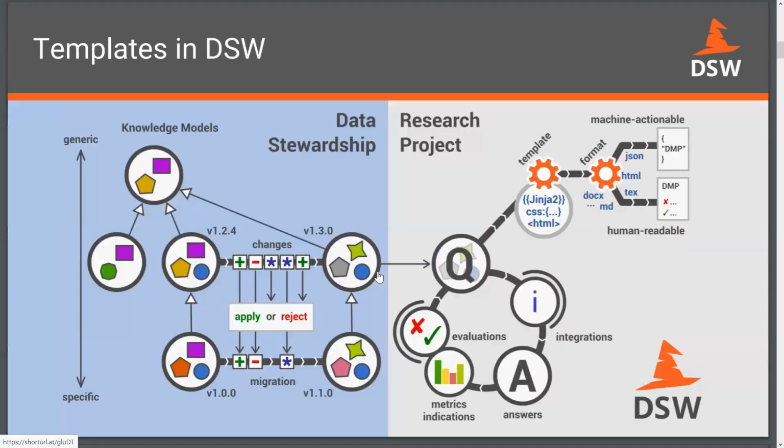Great. So first I want to quickly explain how templates work in Data Stewardship Wizard. You probably know that there is something called knowledge model that describes the structure and related things for creating questionnaires. It's depicted here on the left side, and you can have some hierarchy of those knowledge models. And basically it defines chapters, questions, possible answers, integrations, references, etc. And you can have several versions and evolve it over time.